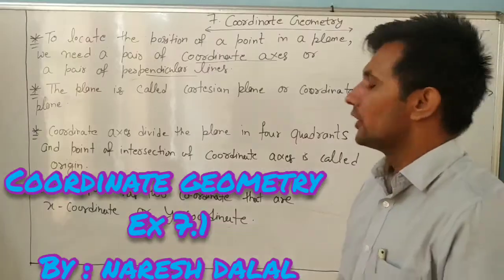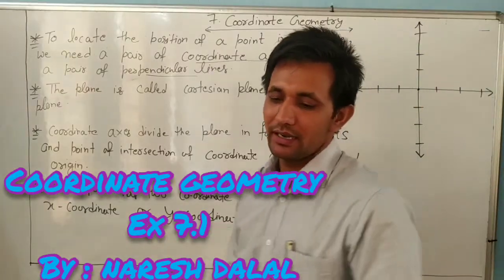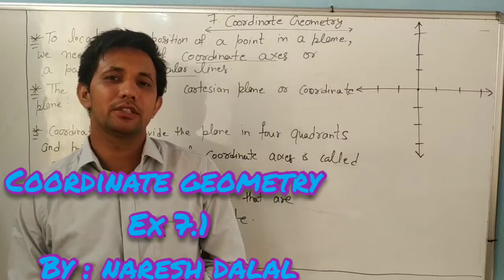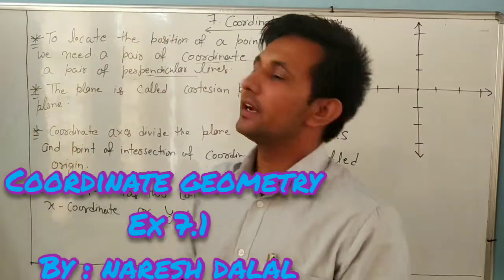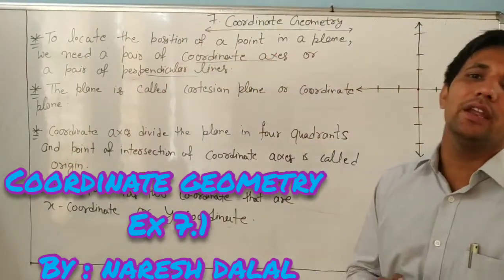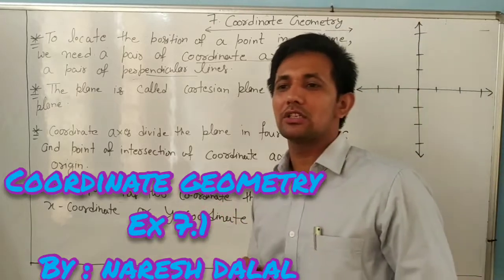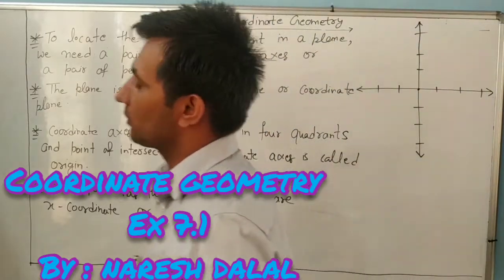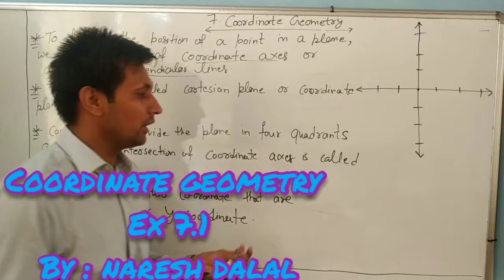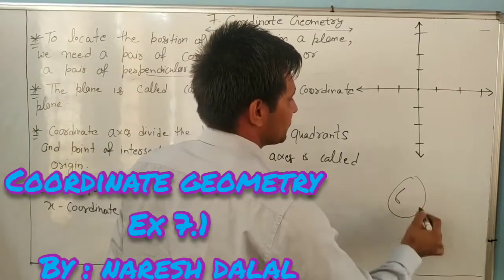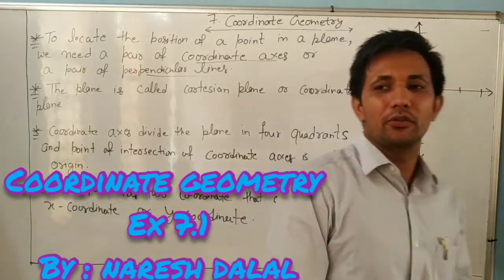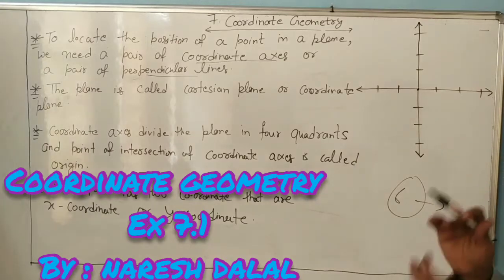Dear students, today we are going to start our next chapter, chapter number 7. It is coordinate geometry. It is the easiest chapter in our syllabus, and from this chapter, every year a 6 marks question always comes. And it is a very easy chapter.